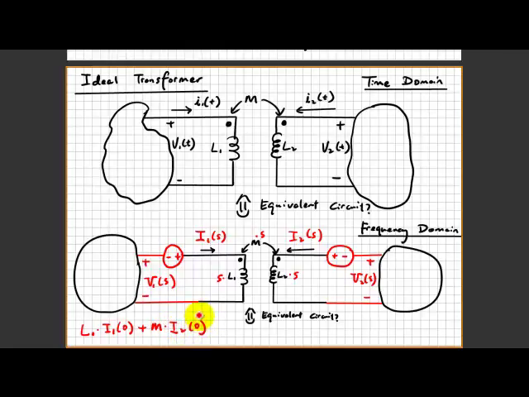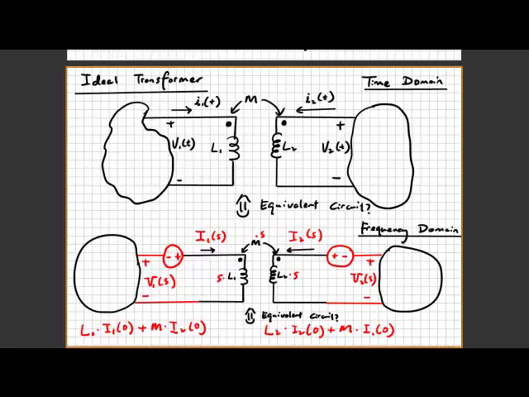2 0. If you recall what we've been through for the dot convention, when we have the current and the inductor going through this, it will be L times I1 with the initial value plus the M value of the other current. So you have I2 right now here, and then the same thing for L2 times I2 0 plus capital M times I1 0.